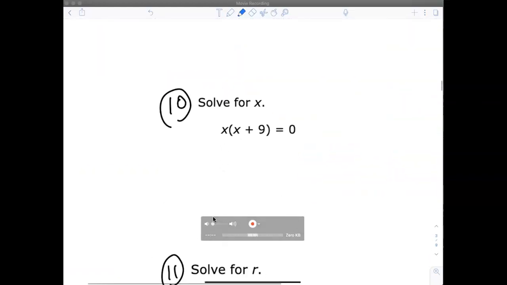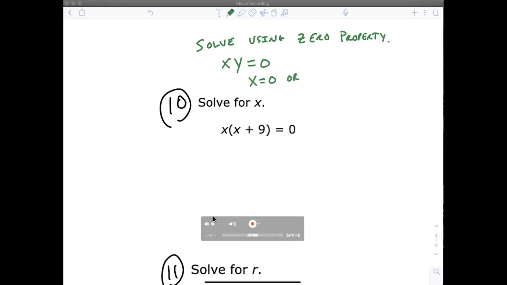Now we're in the next IXL, and the next IXL is solve using the zero property. Now remember I taught you this earlier. The zero property just means if you have two things that multiply to get 0, either the first thing is 0 or the second thing must be 0. Does anybody have any questions with that? Now, again, let me say that one more time. If two things multiply to get 0, one of them has to be 0.